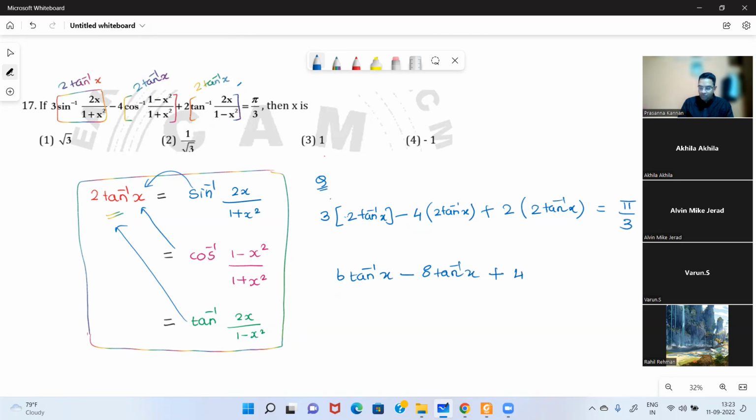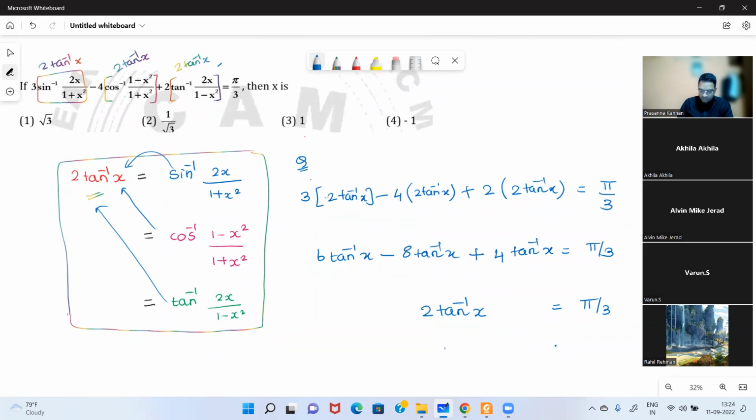Plus 2 into 2, 4 tan inverse x. Tan inverse x is equal to pi by 3. 6 minus 8 minus 2 plus 4. So it's going to be nothing but, correct? 6 tan inverse x minus 8 tan inverse x is minus 2 tan inverse x. Minus 2 tan inverse x plus 4 tan inverse x will be 2 tan inverse x. So finally it is going to be 2 tan inverse x is equal to pi by 3.